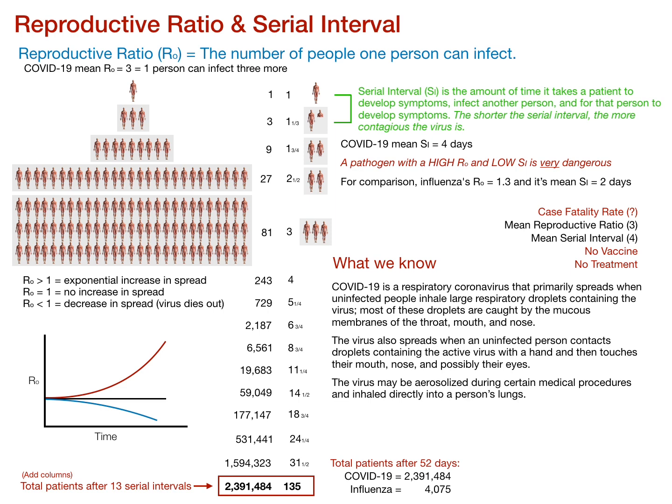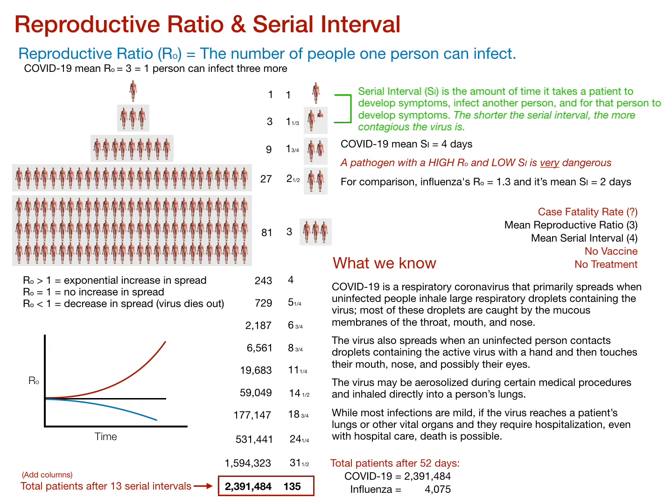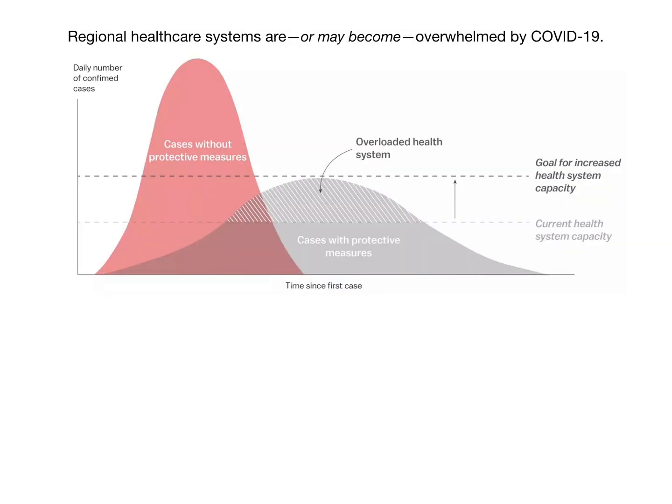The virus may also be aerosolized during certain medical procedures and inhaled directly into a person's lungs, speeding the time and the seriousness of the infection. While the vast majority of COVID-19 infections are mild, if the virus reaches a patient's lungs or other vital organs and they require hospitalization, even with hospital care, death is possible.